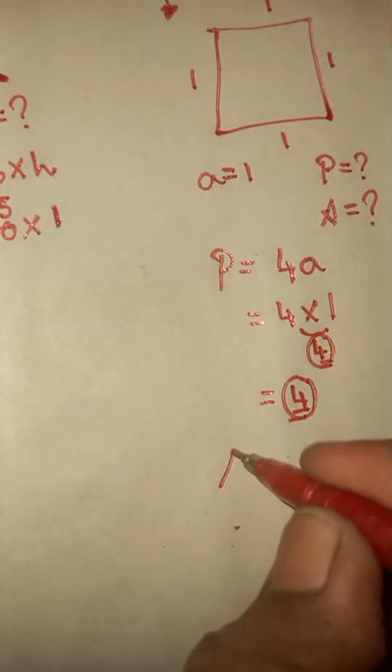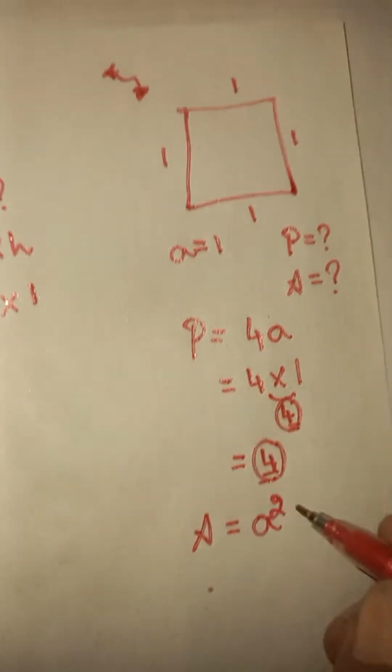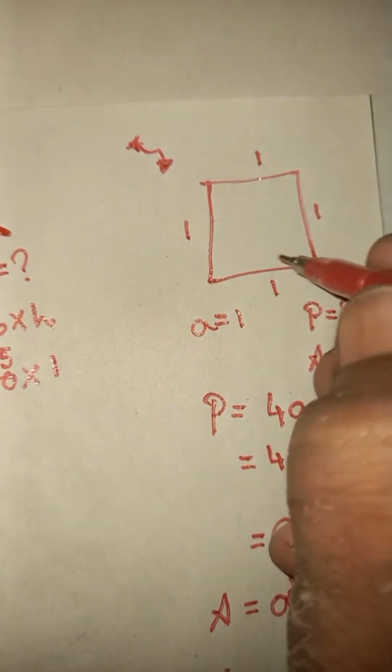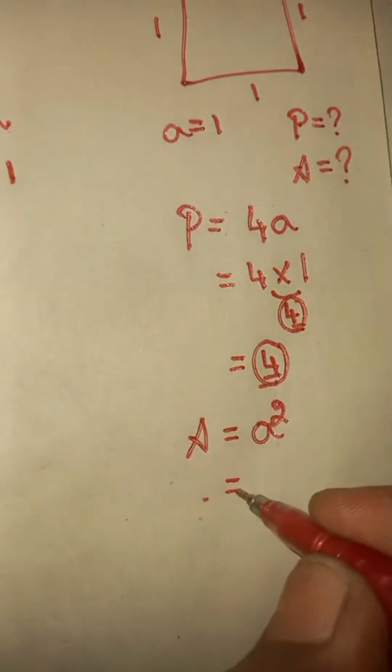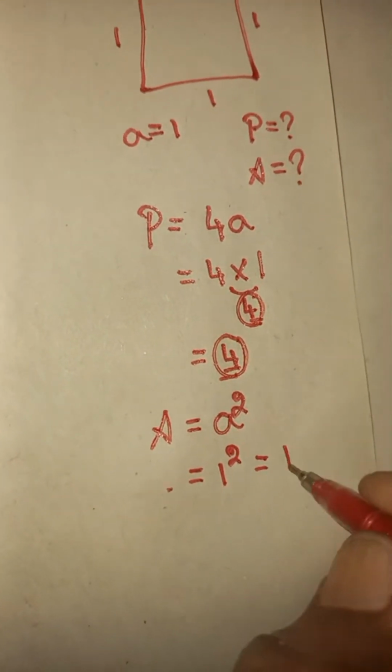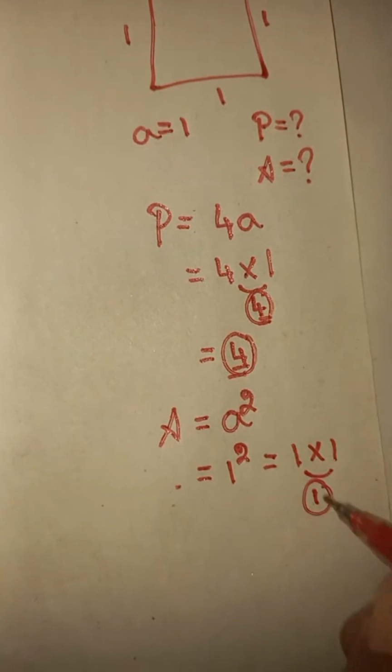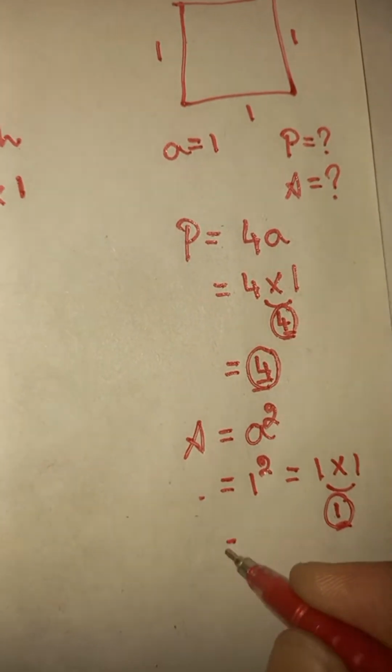The area of the square can be found as the side length squared. This is the side length, so the side length squared becomes 1 squared. 1 squared is 1 times 1, which remains 1 square unit.